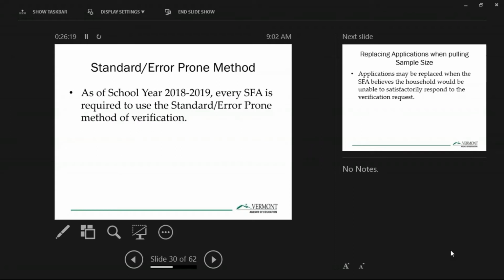Starting in school year 2018-2019, every school food authority is required to use what's called the standard method of verification, and that's what's called error-prone verification. And we'll talk more about what error-prone is.